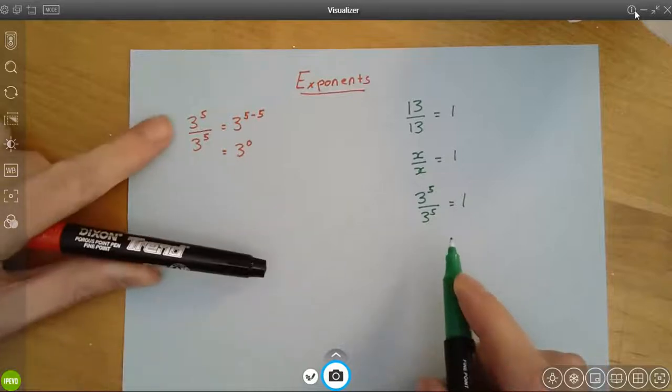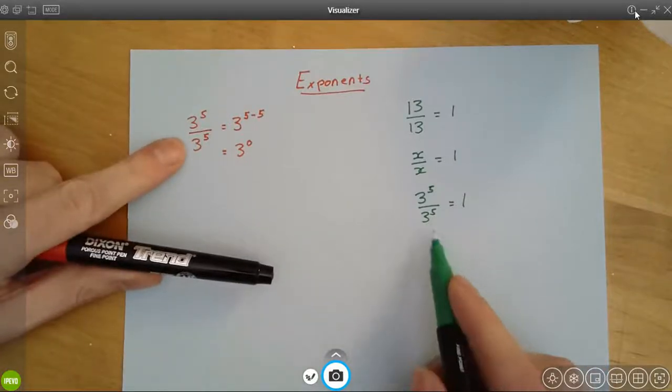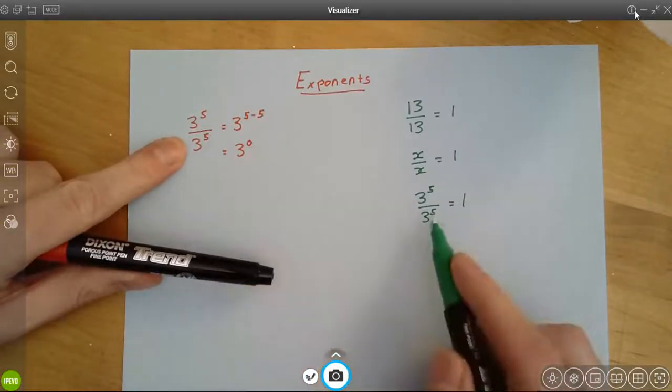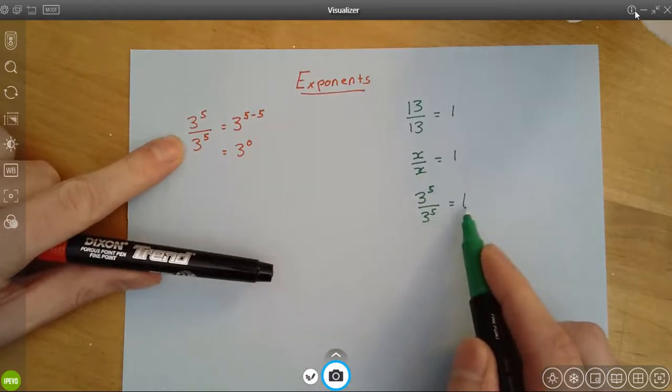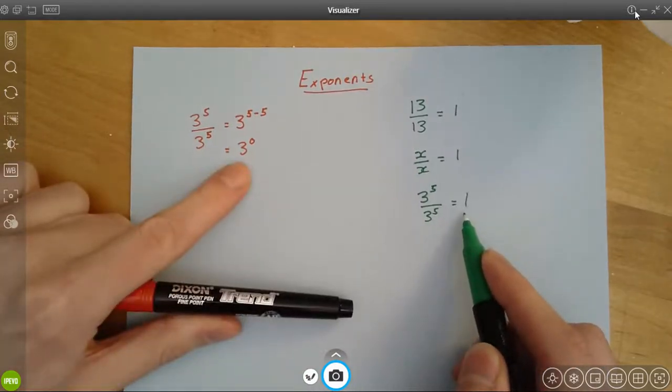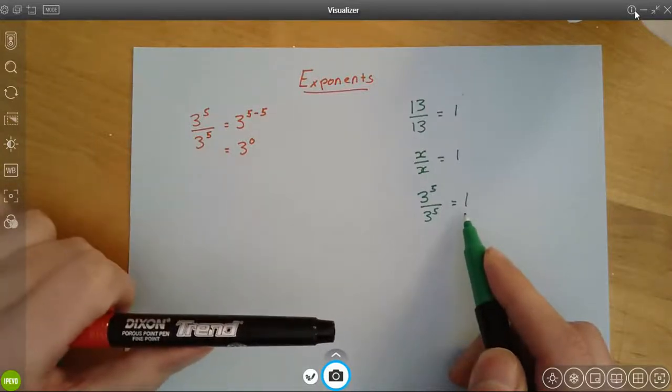So you notice here that 3 to the 5th divided by 3 to the 5th equals 3 to the 0, and it also has to equal 1. So this is one way to explain why anything to the power of 0 is equal to 1.